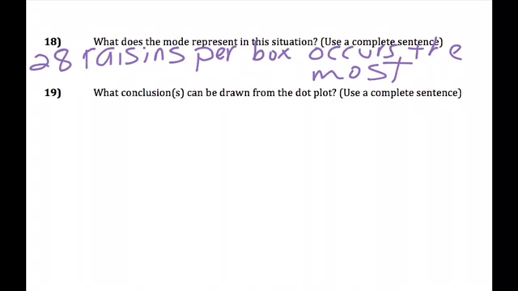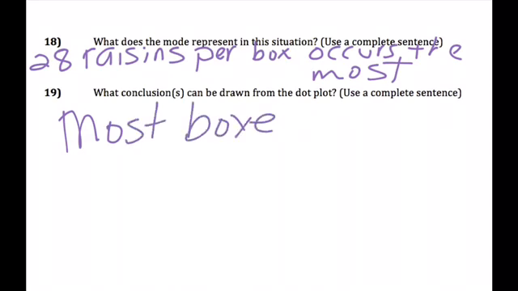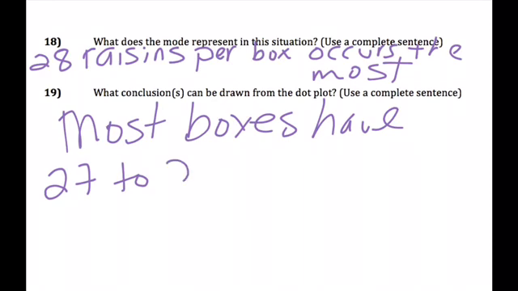What conclusions can be drawn from the dot plot? One of them that I have is that most boxes have 27 to 29 raisins.